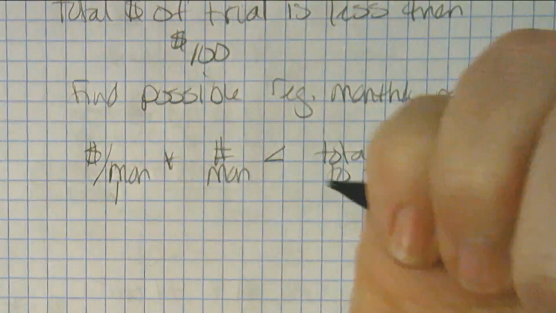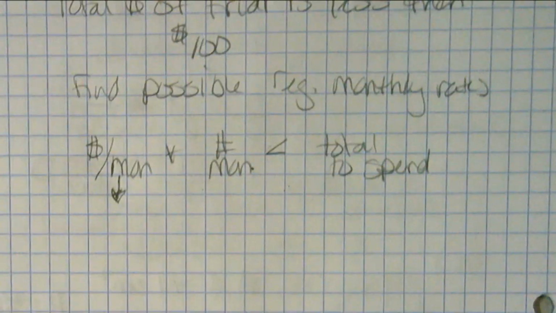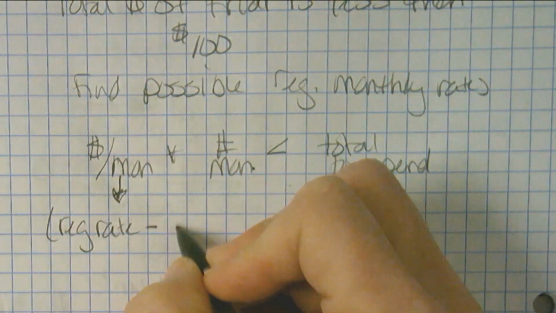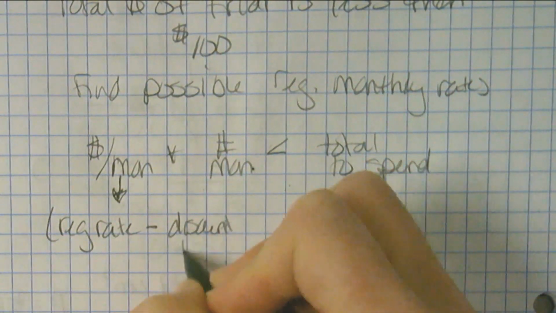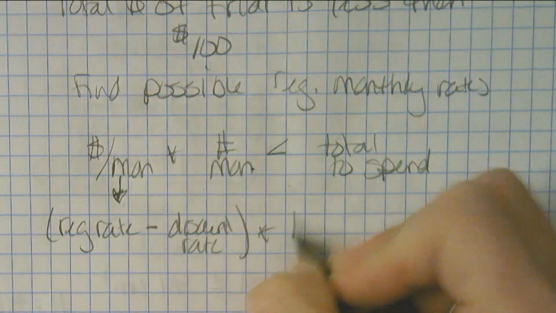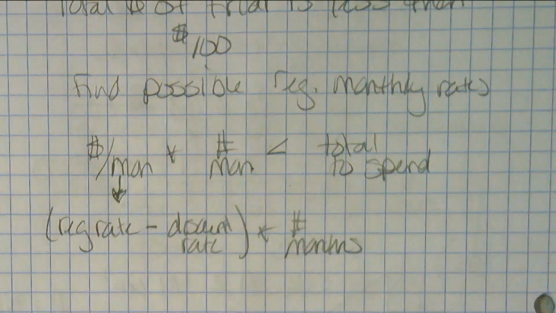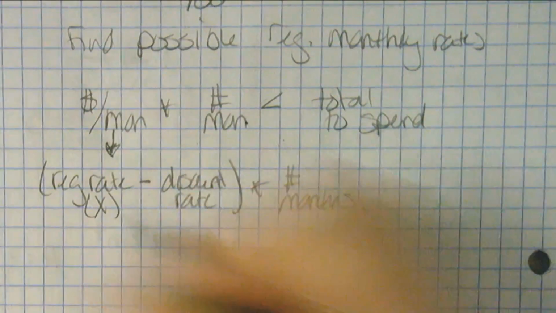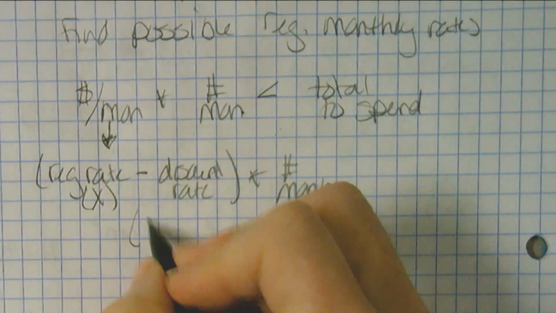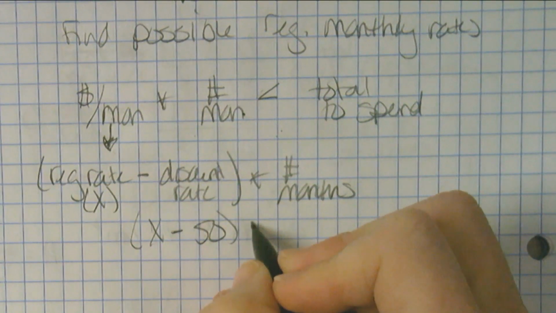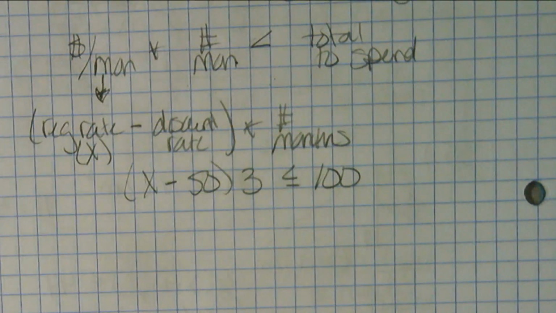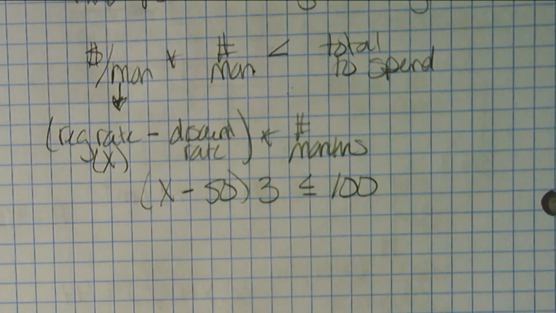This actually has to be written as an expression. This has to be my regular rate minus the discount rate times my number of months. So if I was to simplify that or make that more detailed, Joseph, that's what I would write. So there is my regular rate of X. All right, so I would have the quantity of X minus 50 times 3 is less than or equal to 100. And then I would solve that. Does that help you? All right, you have to write game plans for this, you guys.